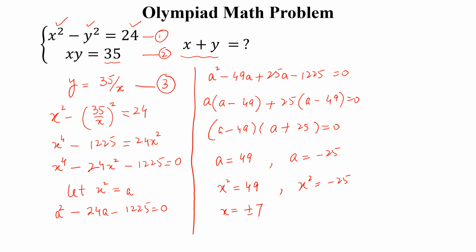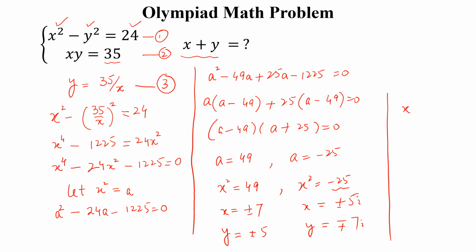Let this be equation 3 and we will get y equal to plus minus 5. Similarly, if x square equal to minus 25, we will get x equal to plus minus 5i, and if we put this value in equation 3 we will get y equal to minus plus 7i. So these are the values of x and y.